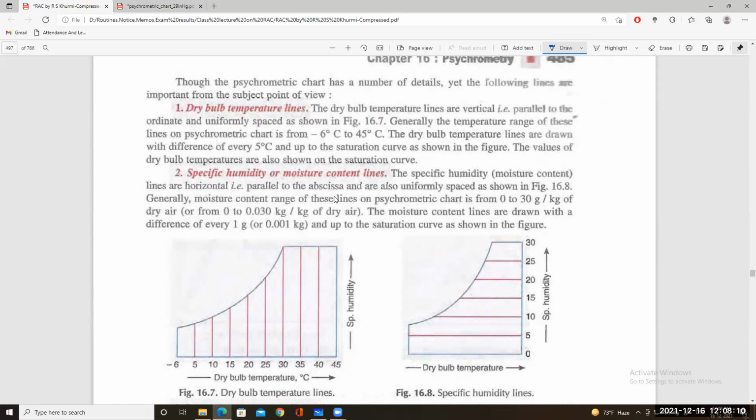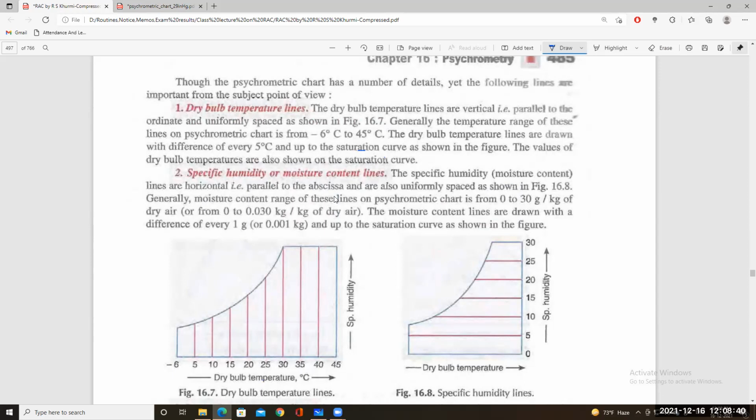Generally, the dry bulb temperature range of these lines on the psychrometric chart is -6 to 45 degrees. The dry bulb lines are shown with a difference of 5 degrees centigrade, up to the saturation curve as shown in the figure. Values of dry bulb temperature are also shown on the saturation curve. These are the values of dry bulb temperature, actually on the abscissa, not on the vertical.